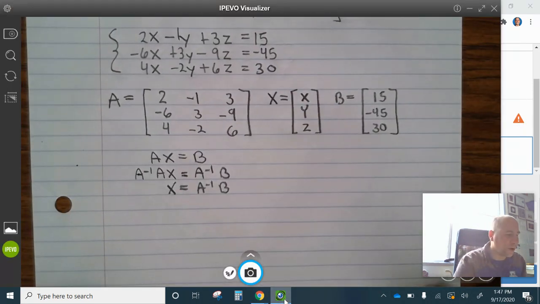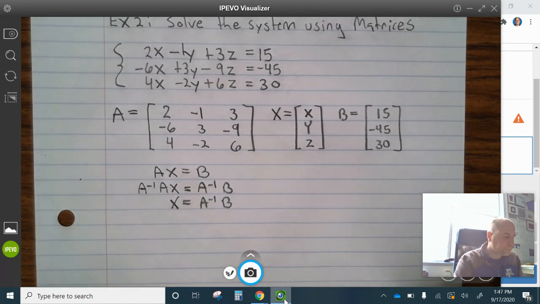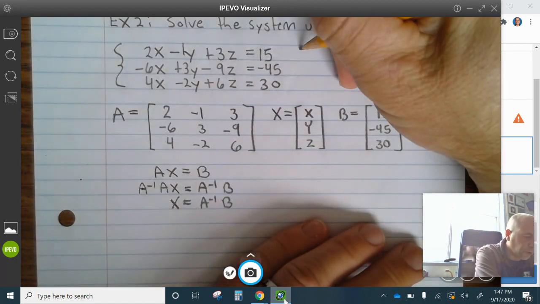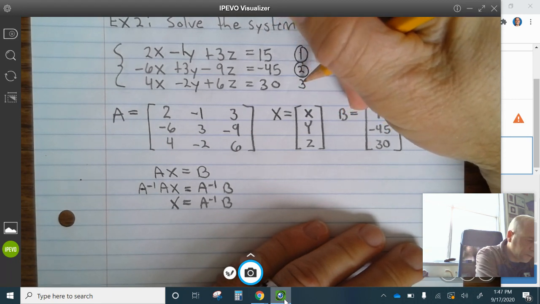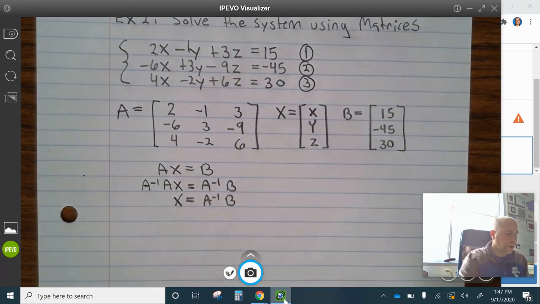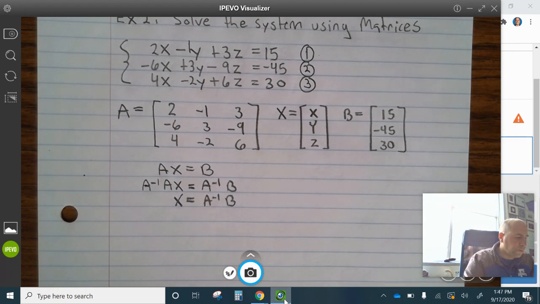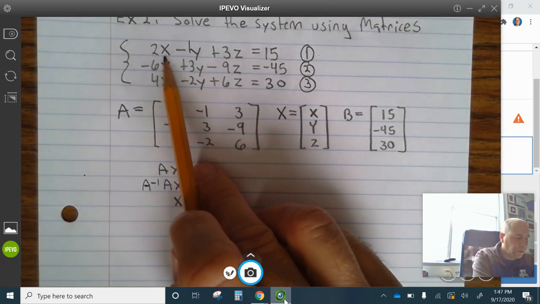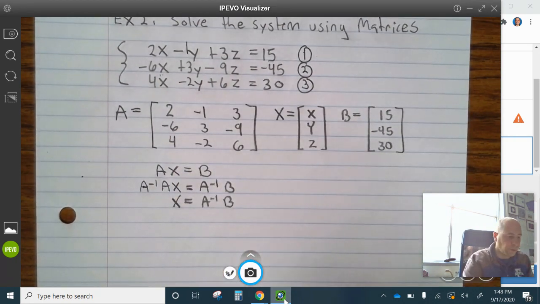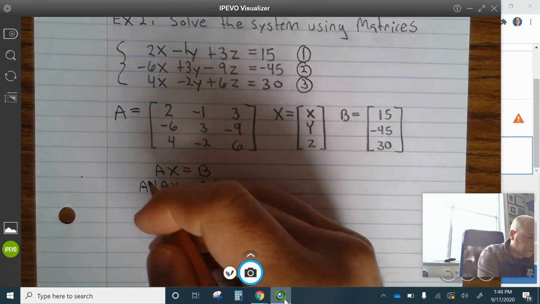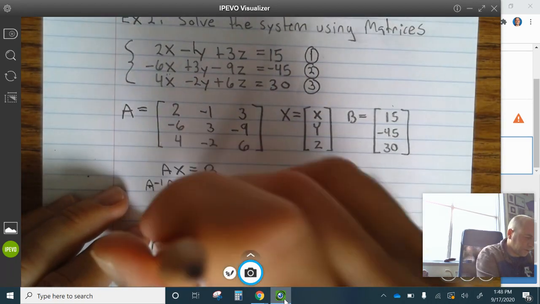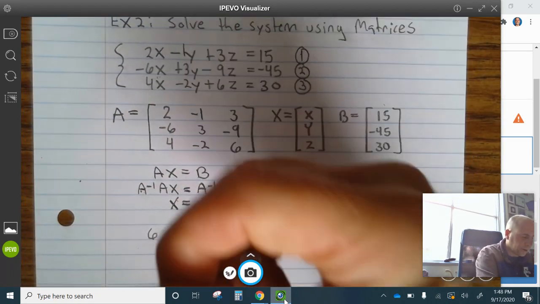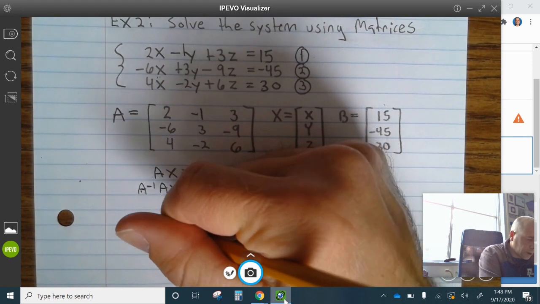So we're going to number this equation 1, 2, 3, okay? Now it looks like if we multiply the first equation by 3 and combine it with 2, the x's will cancel. So let's do that. So let's multiply equation 1 by 3. So 3 times 2x is 6x. Oh, not 63. 6x minus 3y plus 9z equals 15.